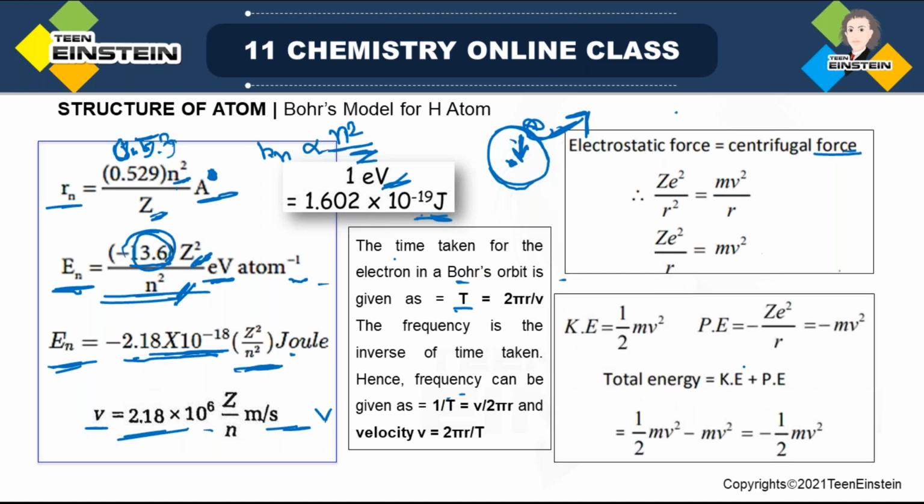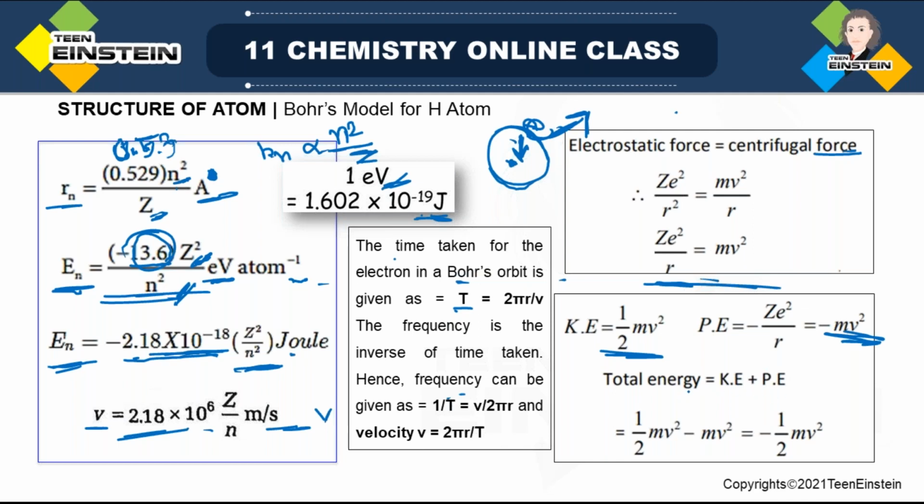So see, kinetic energy we know is expressed as half mv square, and potential energy is equal to minus Z square by r. If you are wondering why we are not doing the derivation, that is beyond the syllabus and not required, so you just have to remember the formulas. Potential energy has a negative sign, then Z square by r, but we have already seen that Z square by r is equal to mv square. So in place of Z square by r, we can write mv square.